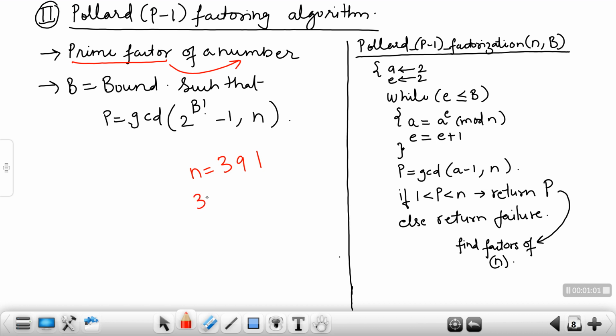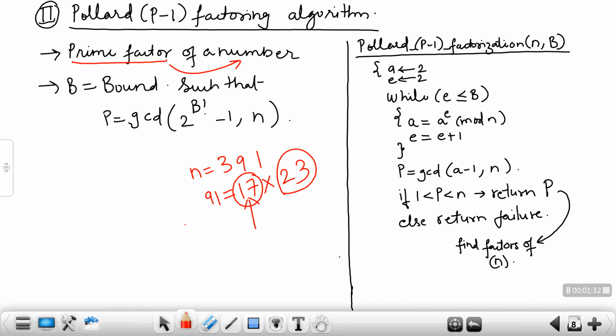Usually 391 has two factors, 17 and 23. Now 23 is also a prime here, but the condition for Pollard P-1 is that when you are factorizing any number, one of the factors will definitely be a prime number. In this case both are prime numbers, but the minimum requirement is that one of the factors is a prime number.